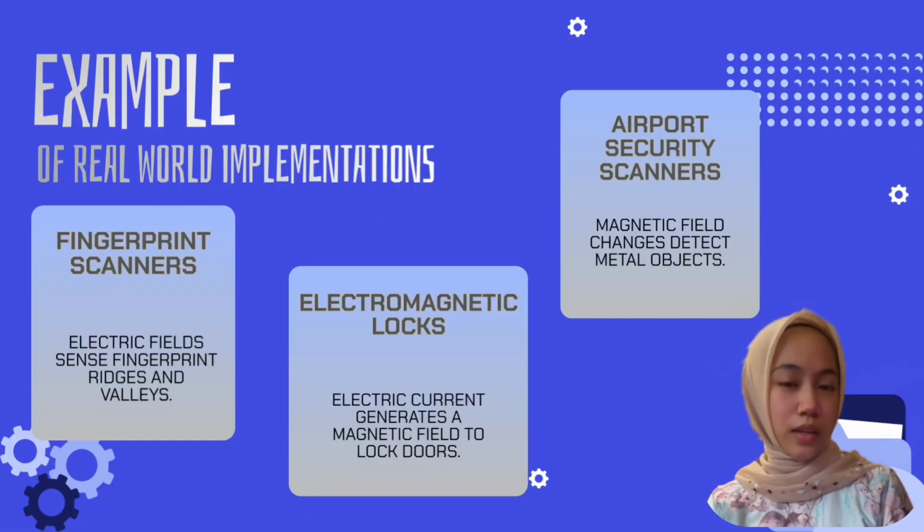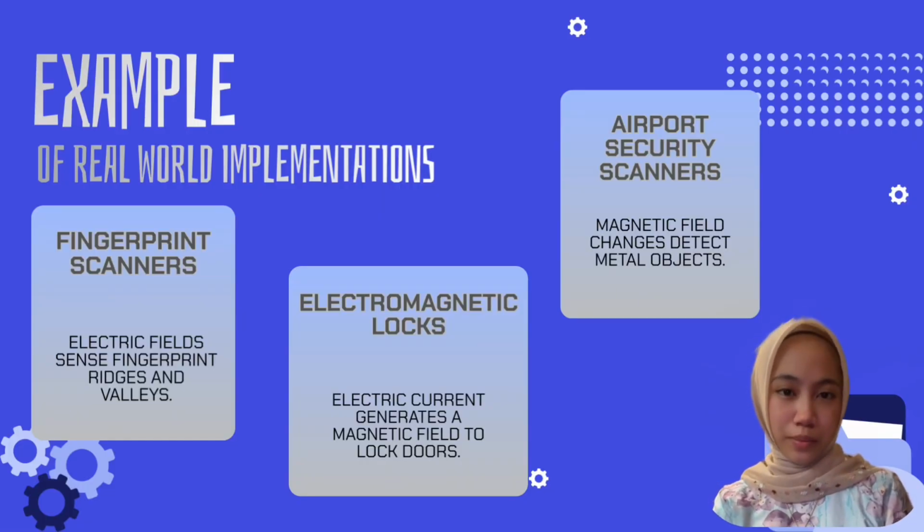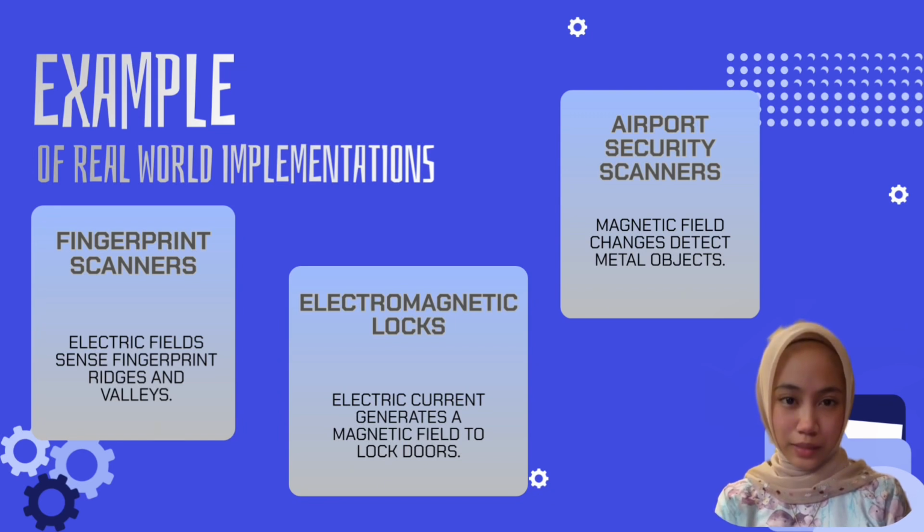Here are three different technologies that apply electricity and magnetism. The first one is fingerprint scanners. It detects unique ridges and valleys of a fingerprint using electric field.